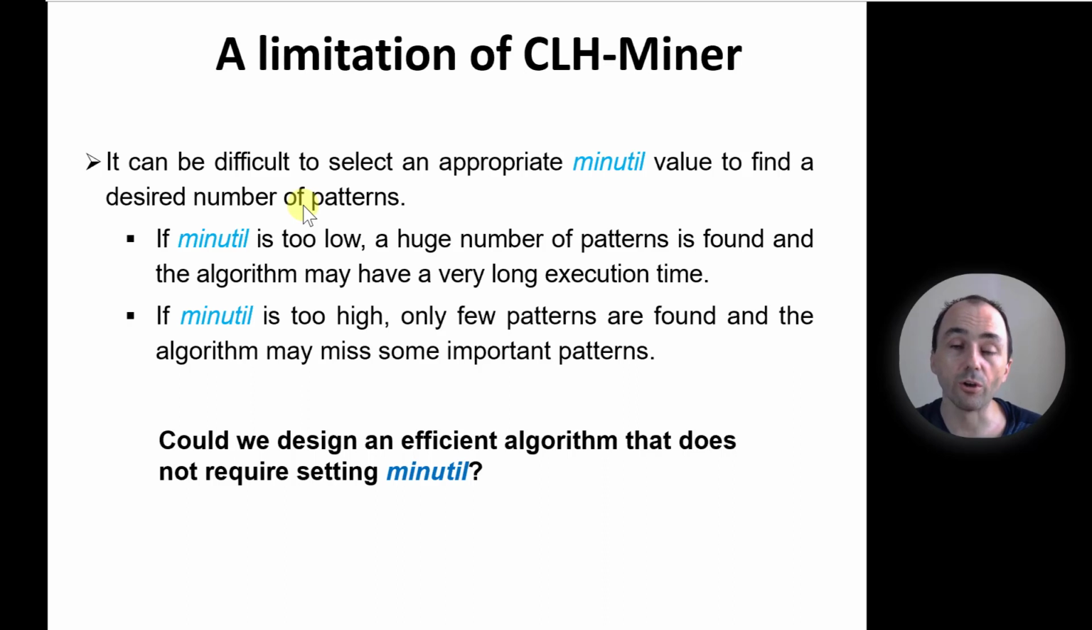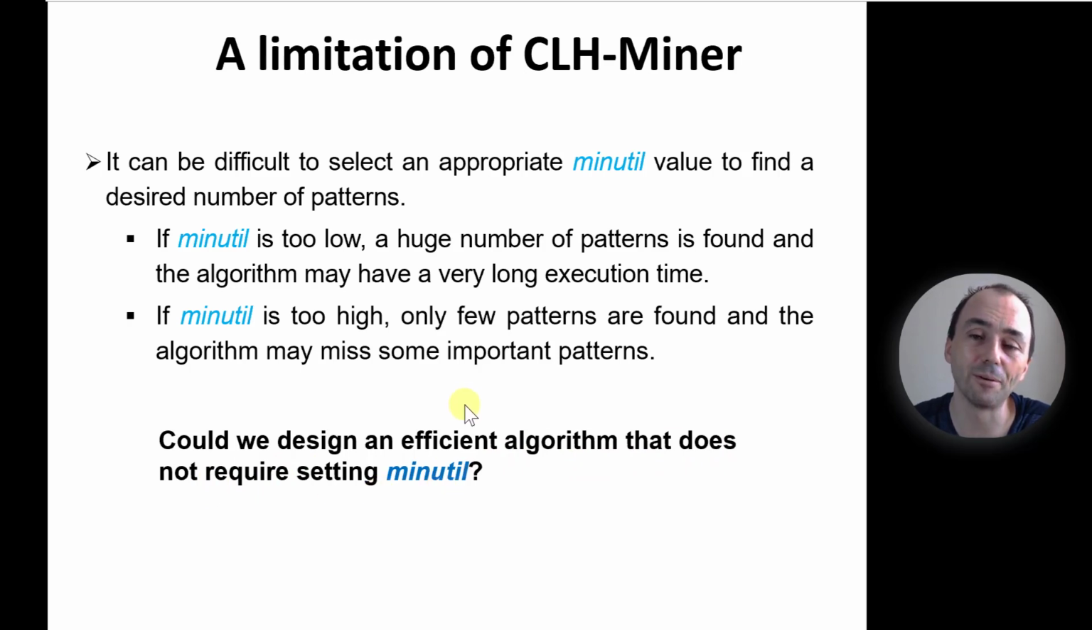If you are the user, you need to set the minimum utility, okay? But if you set it too low, you will find maybe millions of patterns, and the algorithm will take a very long time. And if you set the minimum utility too high, you will not find enough patterns. Maybe you don't find any. Then you need to run again and so on. So one question that appears from this is, could we design an algorithm where we don't need to set the minimum utility?